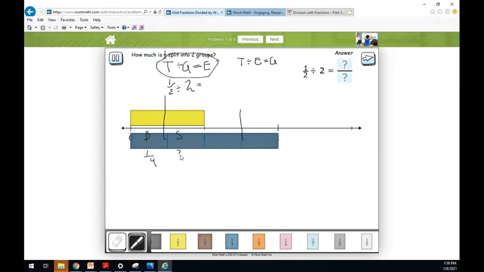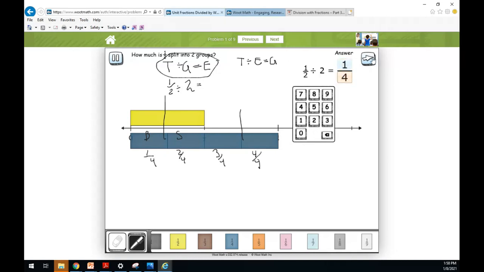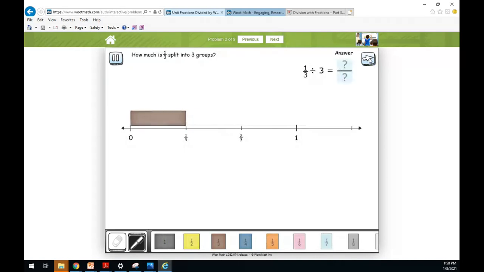I have 2/4. I have 3/4, and I have 4/4. Okay. So here we're talking about the size of each group. So that means my brother, I'm going to label here, my brother got 1/4 and I got 1/4. Okay. So my answer is 1/4.